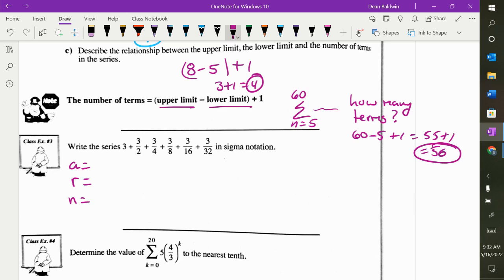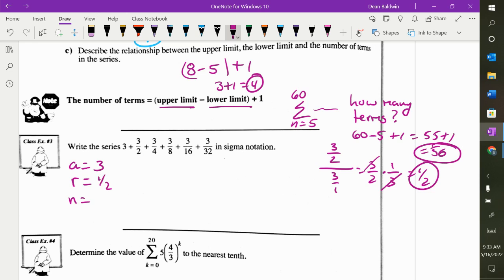What's A? 3, the first term. What's R? A half, right? If you divide the term in front by the term behind it, 3, which is like 3 over 1, divided by 3 over 2, that's 3 over 2 times 1 over 3, those go away. You get 1 half. Okay? So R is a half.